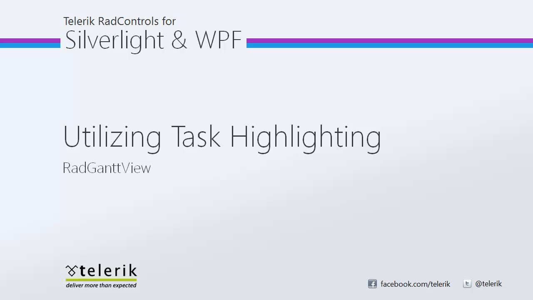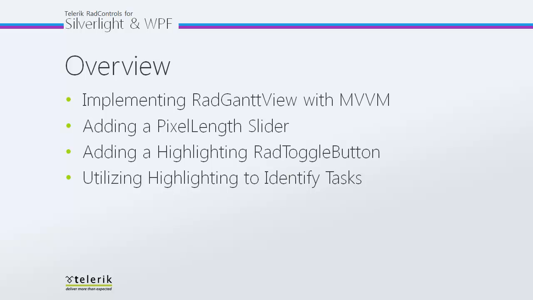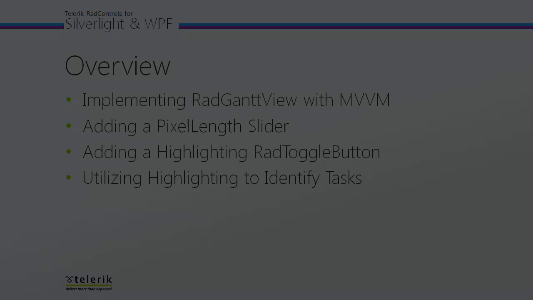Today we're going to learn about utilizing task highlighting with RadGanttView. As a reminder, RadGanttView is part of the Telerik RAD controls for Silverlight and WPF control suites for .NET XAML development. In today's video, first we're going to look at implementing RadGanttView with MVVM, then we're going to add a PixelLength RAD slider, then we'll add a RadToggleButton to enable highlighting. Finally, we're going to see exactly how you set up highlighting and how we can control this programmatically.